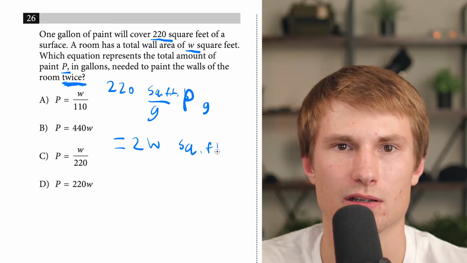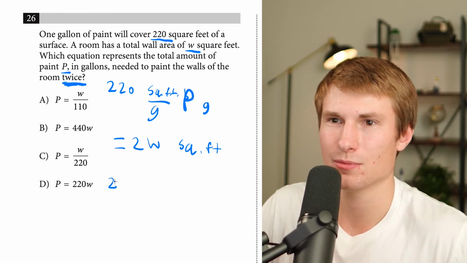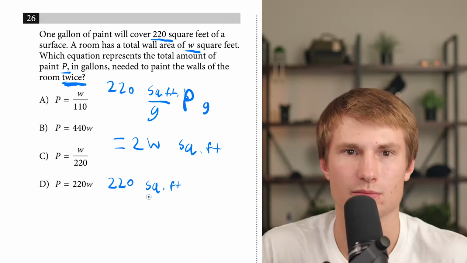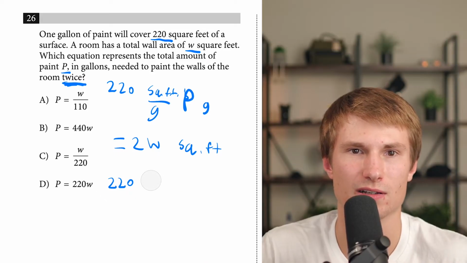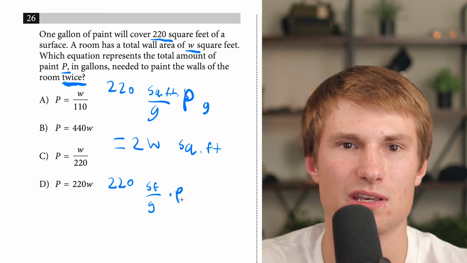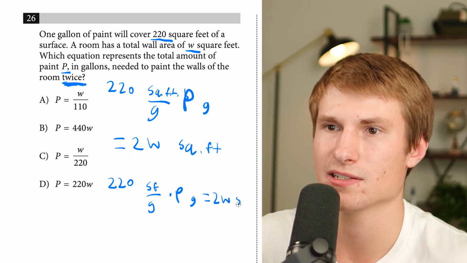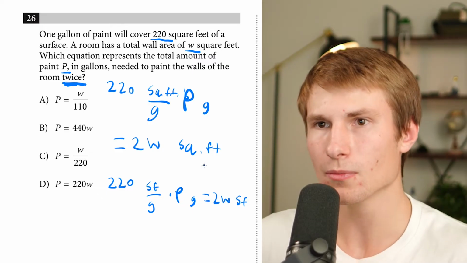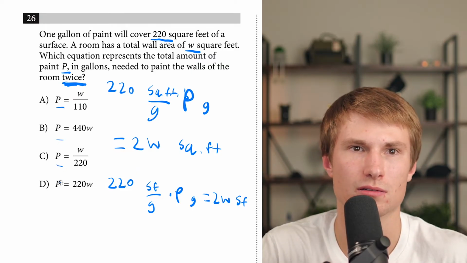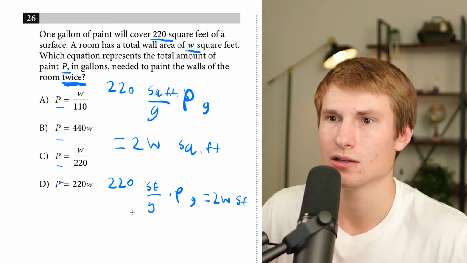Because that's also area. Okay, so this isn't very neatly written, but it will do the job. Let me rewrite it to make it a little neater. Square feet per gallon. I'll write square feet as SF. Square feet per gallon multiplied by P gallons equals our 2W SF. Okay, so from here, all we have to do now is get this in terms of P.